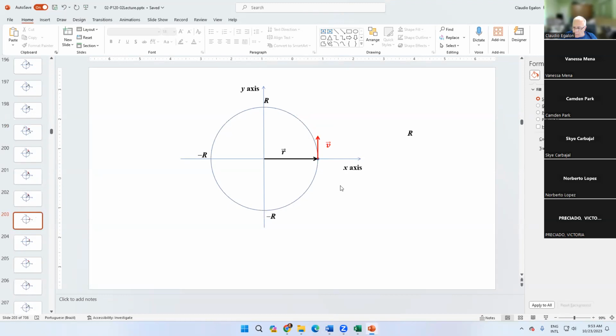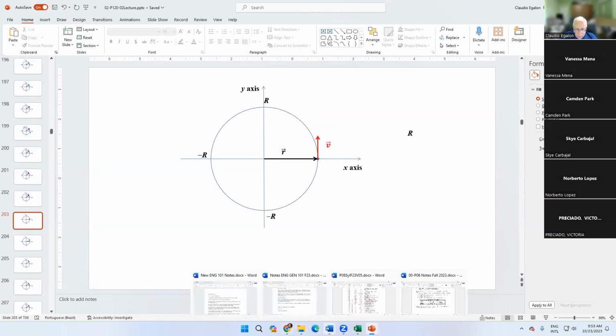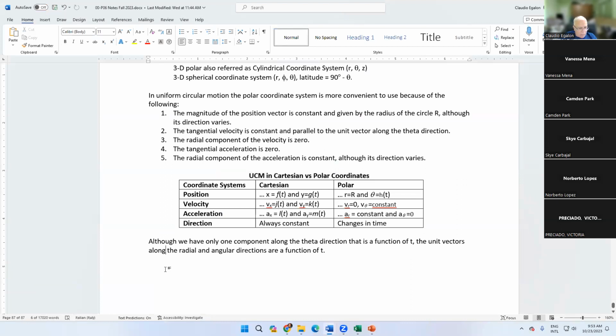So let's see, 953. Let's take a little break now. I think it's a good spot to take a break, and then we're going to elaborate a little bit more from 9:55 a.m. to 10 a.m. Any questions before we proceed?